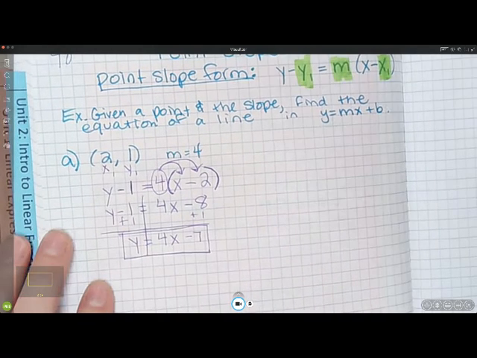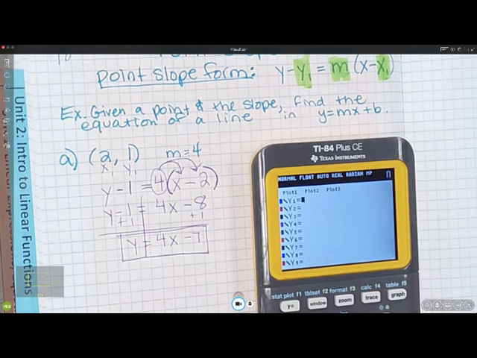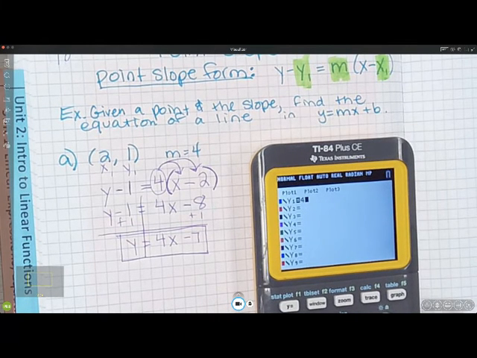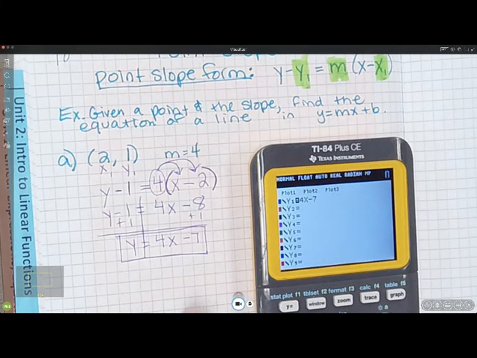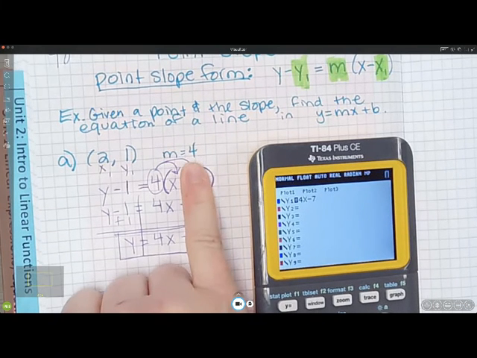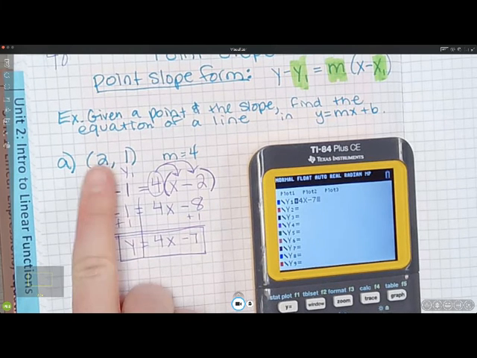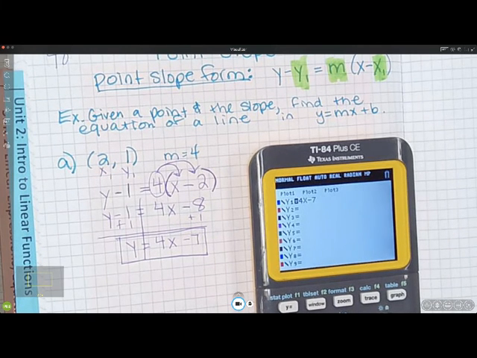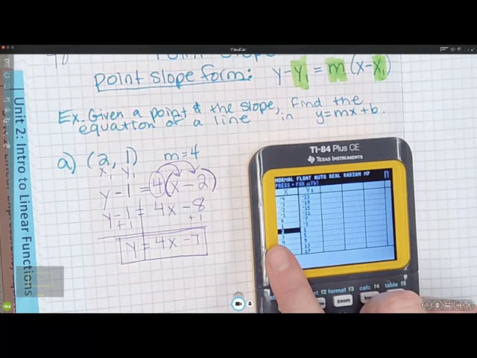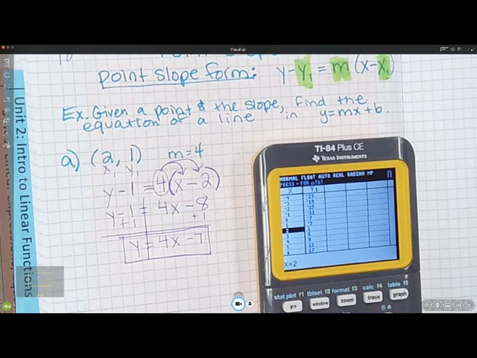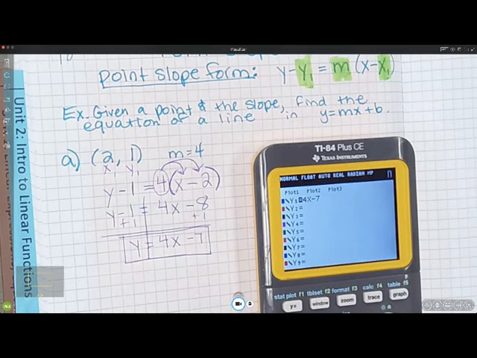The way that you can check your work is go to y equals. We're going to put in that equation: 4x minus 7. Make sure you put a minus and not a negative. I already see that the slope is m, which is 4. So that's one thing to check. The next thing to check is that (2, 1) is on our table. So go to table of values. I'm going to go to 2, 1. So that is a point that's on this graph. And then my slope is 4. So we did good on that.